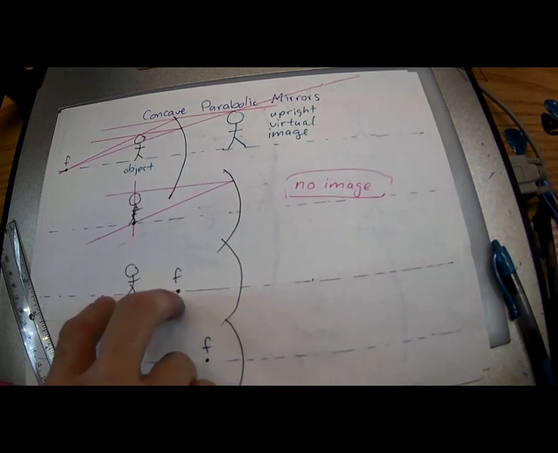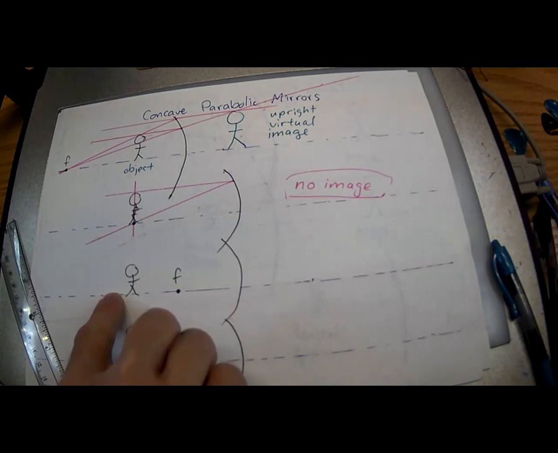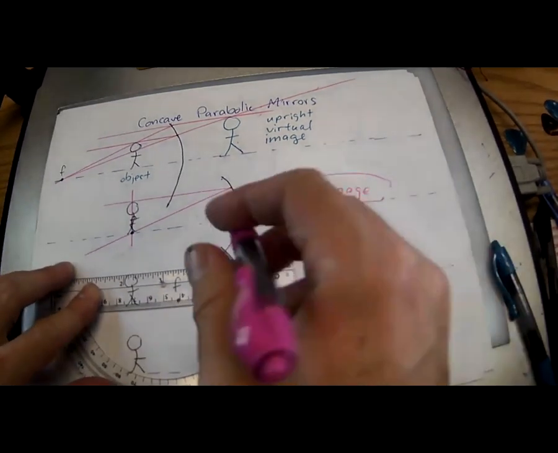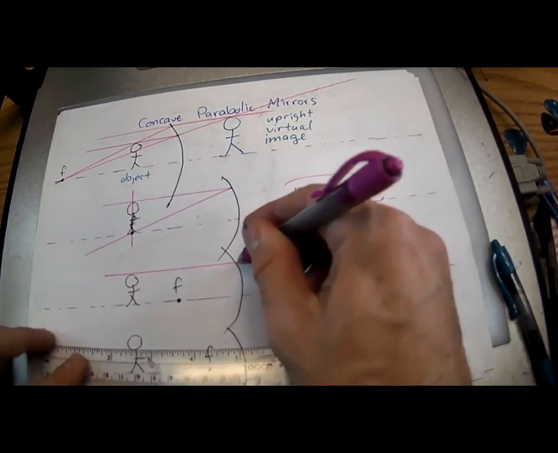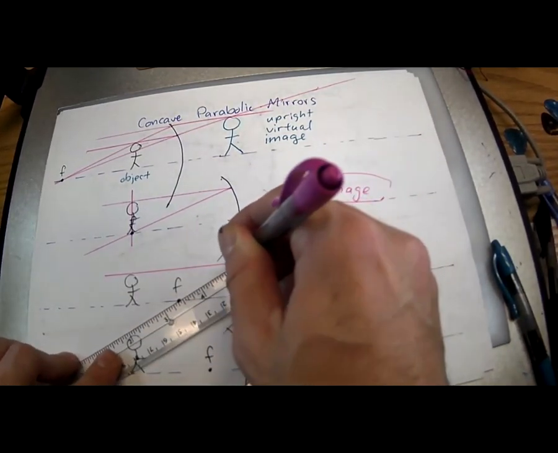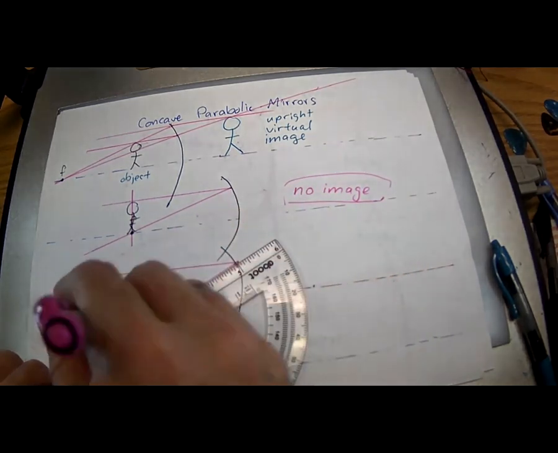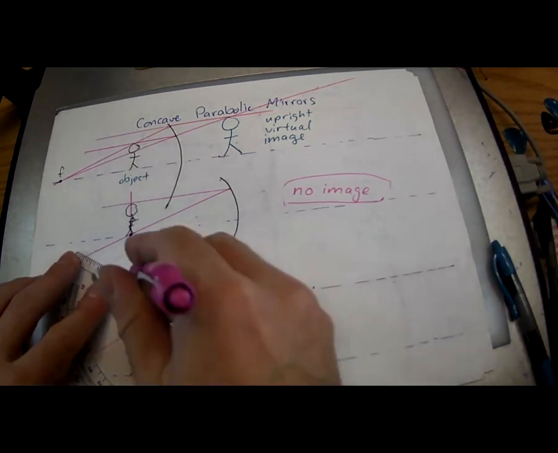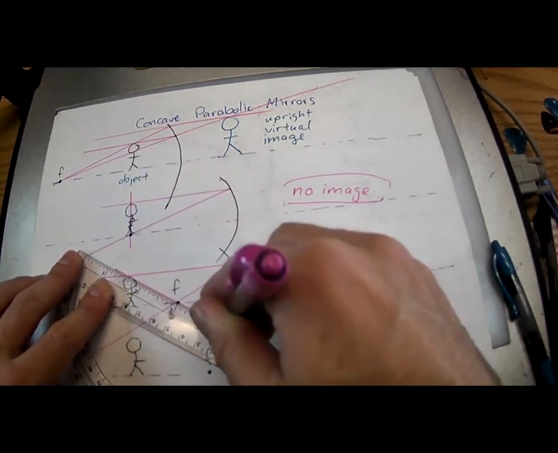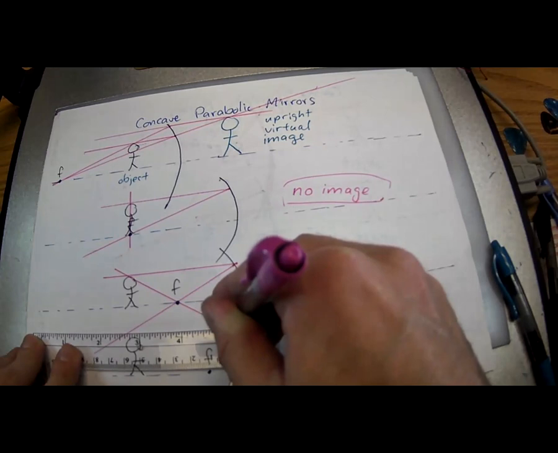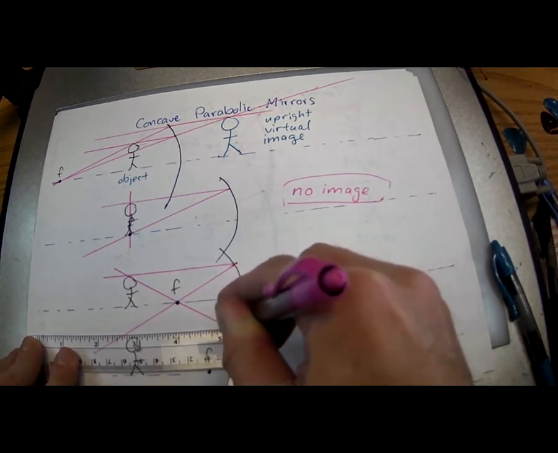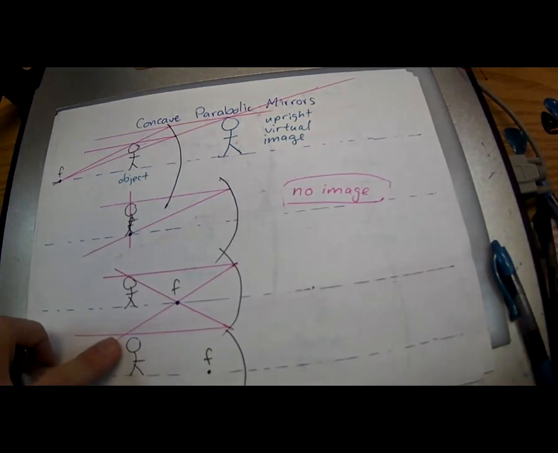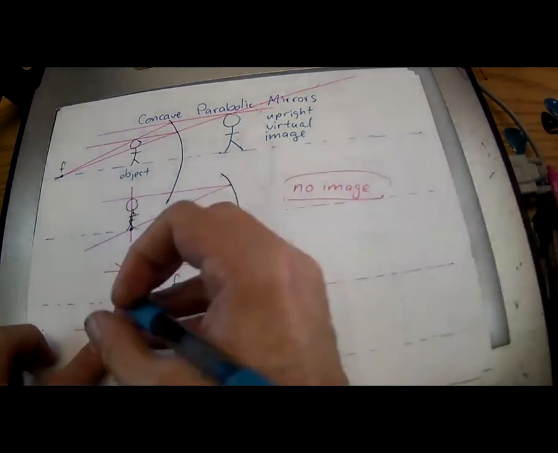somewhere between F and 2F. 2F might be about here. What's this going to do? Use our ray diagram method. One ray of light parallel to the ground is going to bounce off to this focal point. Then another ray of light, from the top of its head through the focal point, is going to bounce off back parallel to the ground. And where these two cross, that's going to be your image.